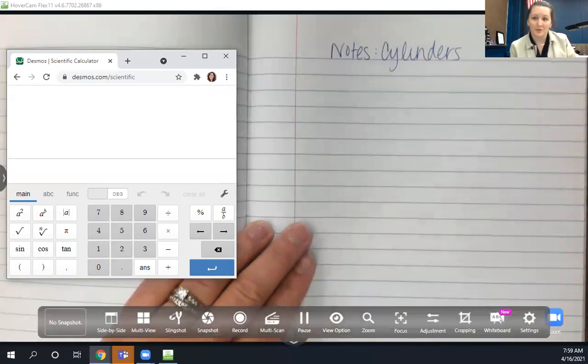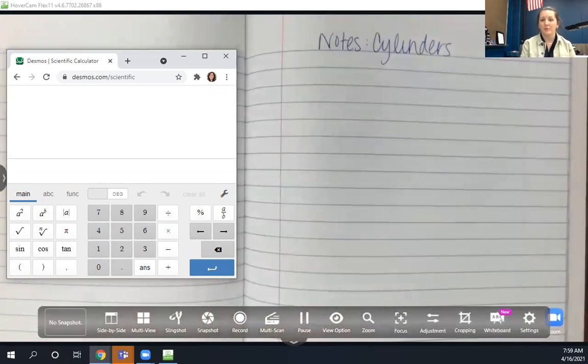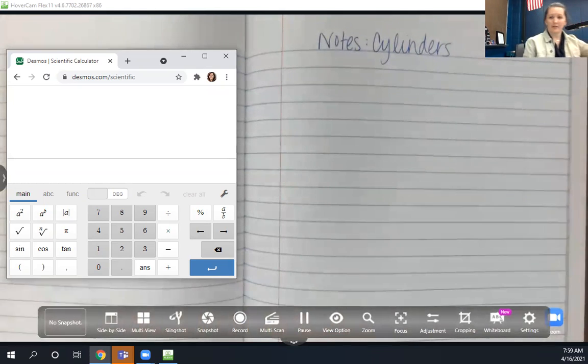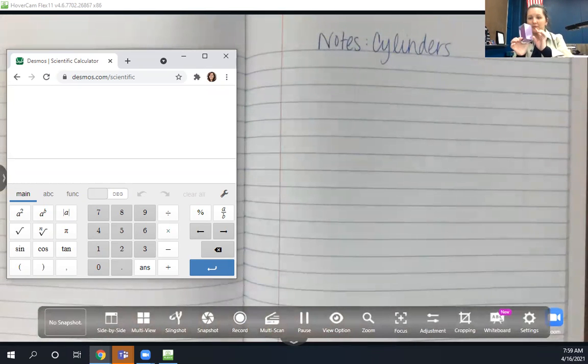Good morning, geometry. Okay, today we're going to be moving forward and taking all the things that we have learned about prisms, specifically rectangular prisms, and we're going to be moving to our cylinders. So let's take a look at our cylinders.